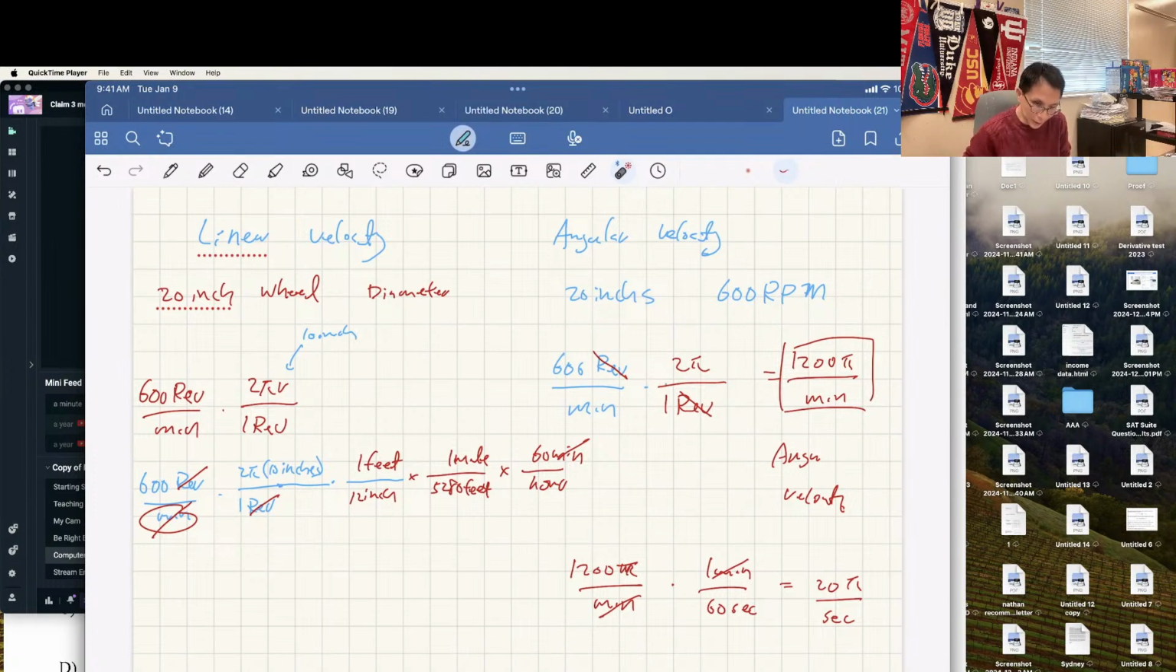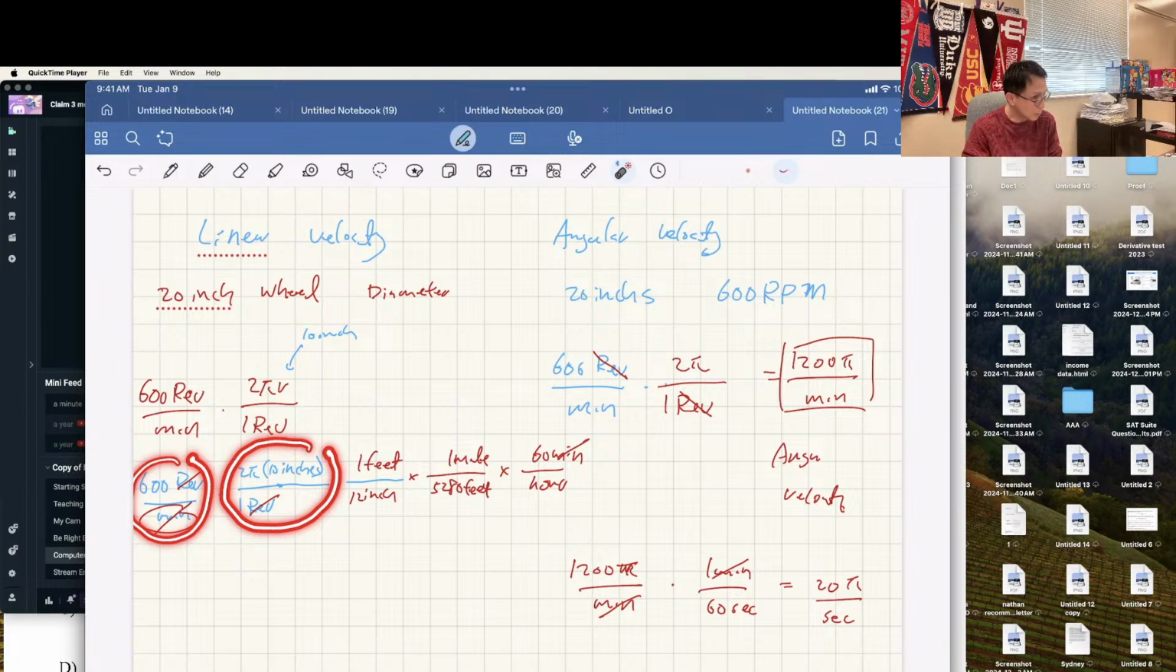Now for here, you want to do 600 revolutions per minute times 1 revolution per 2 pi r. That becomes the angular velocity. But the problem is the unit is inches per minute. You don't want inches per minute, so the way I'm going to rewrite this is 600 revolutions per minute. Is that okay? Times 2 pi r per revolution, which is 2 pi times 10 inches. And then you're going to say, oh, well, this is inches.